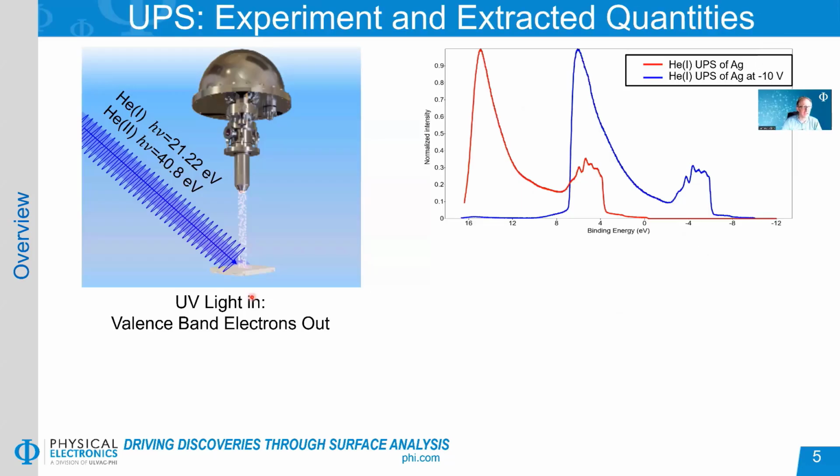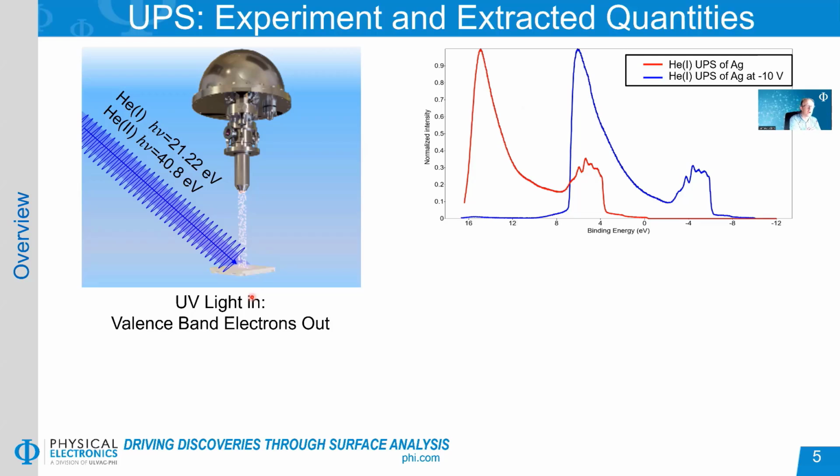Next, we have UPS. UPS is very similar to traditional X-ray photoemission, but instead of using X-rays, we use UV light. Now, 99% of UPS experiments are going to be done with helium. It has two energy photons that you can use: a 21.22 eV photon and a 40.8 eV photon. And this is going to give us information about the valence band structure.